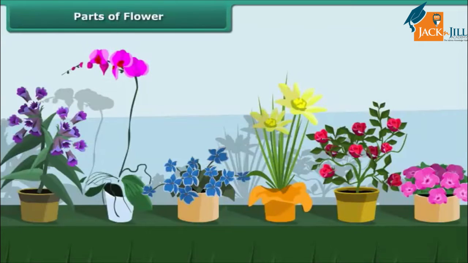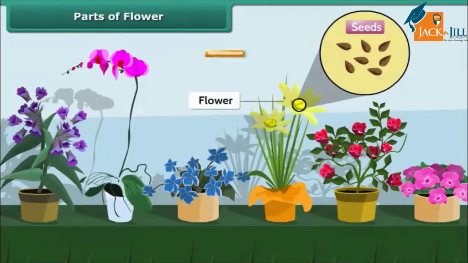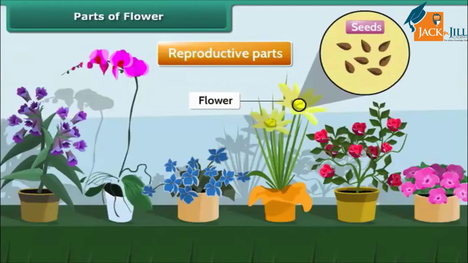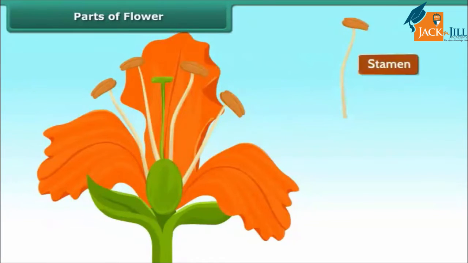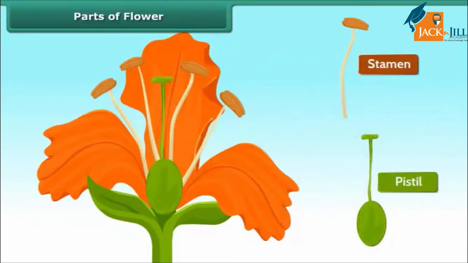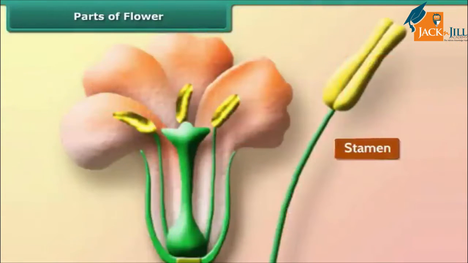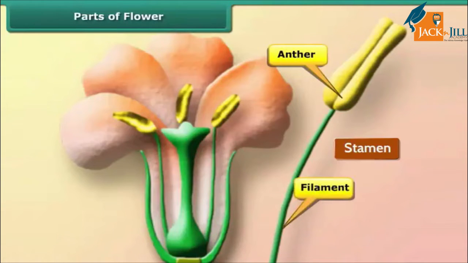Parts of flower. Flowers are the beautiful parts of a plant. They are important in making seeds. Therefore, they are the reproductive parts of a plant. Let's learn about their parts. Stamen is the male part of a flower and pistil is the female part of the flower. The stamen has two parts, anther and filament. The anther is generally yellow in color and carries the pollen. It is held up by a thread-like part called the filament.